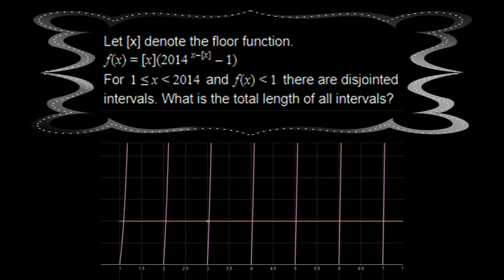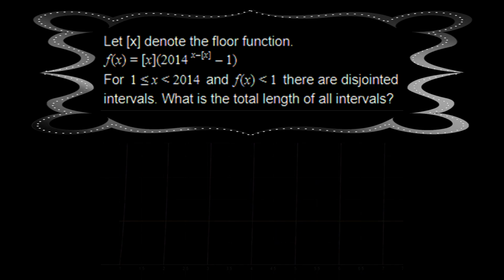Let's draw f of x and a line at y equals 1. We see that between each integer, there is only a sliver of a space where f of x is less than 1. The interval is going to be the set of x values where f of x is less than 1. It is the domain of the x values where this is true.